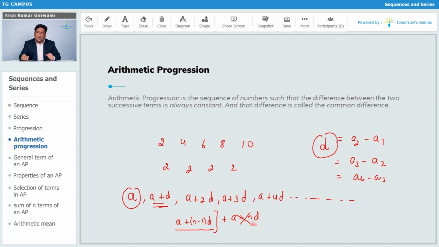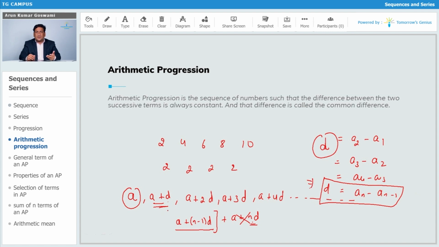Now the common difference is A2 minus A1. Since I said A plus N minus 1 into D is my last term, where N means the number of terms, if I define my D in terms of N, I can define it as An minus A(n minus 1), the common difference formula. If you put N as 1, you get A1 minus A0. If you put N as 2, you get A2 minus A1. Like that you can get all the terms. So this is my common difference formula.